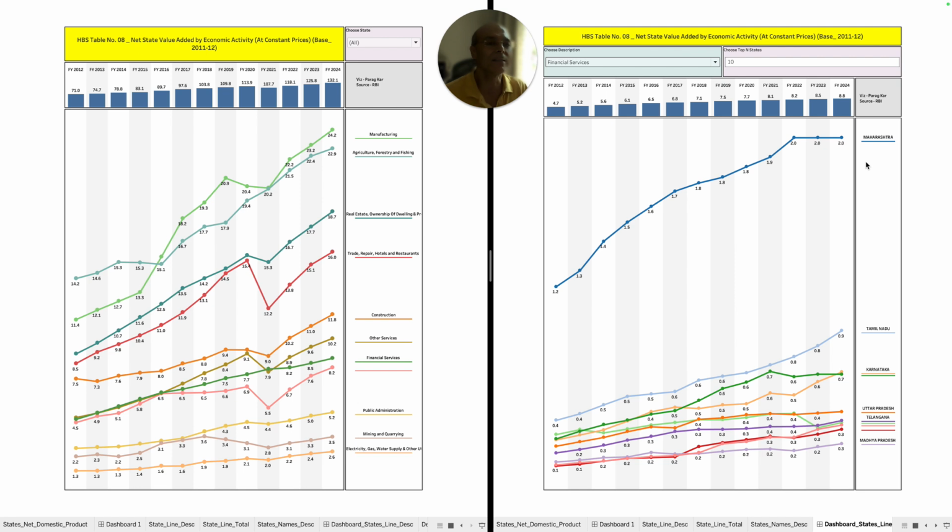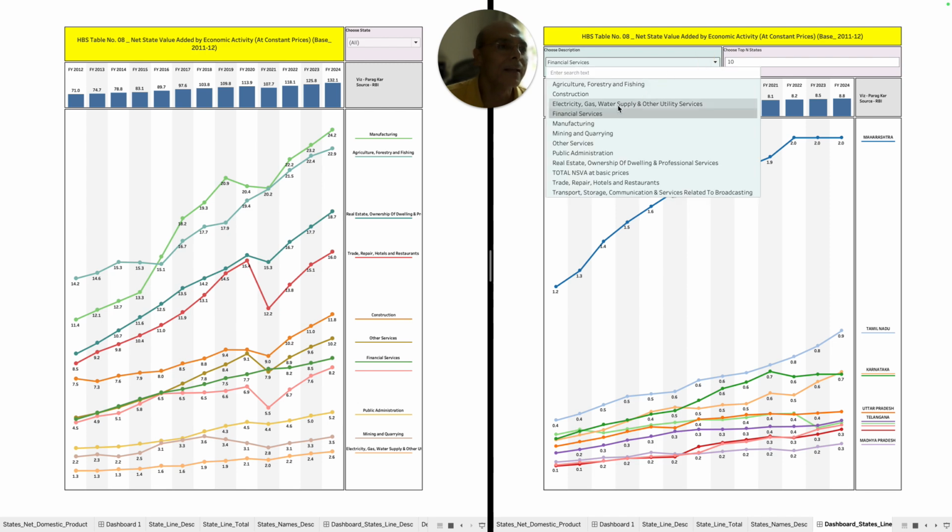Maharashtra is at 2 lakh crores versus Tamil Nadu. The rest of the states are almost negligible. Can you imagine how far ahead Maharashtra is as far as financial activities are concerned? The rest of the states are very, very small. Then let's look at manufacturing.